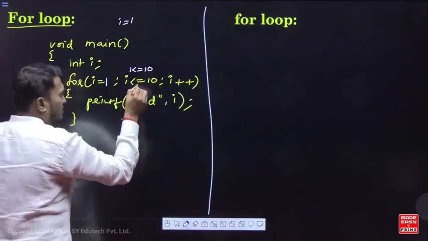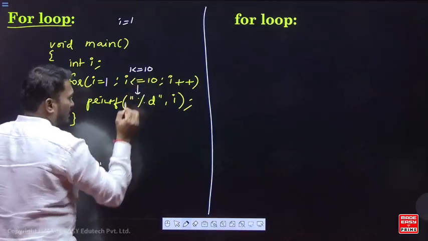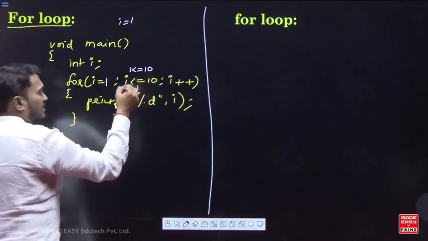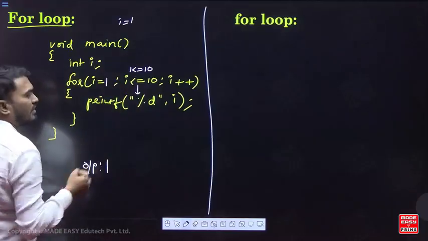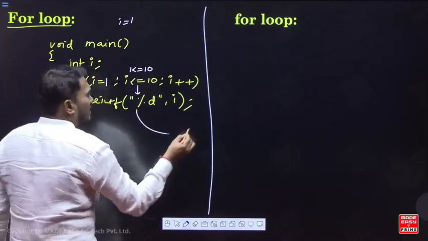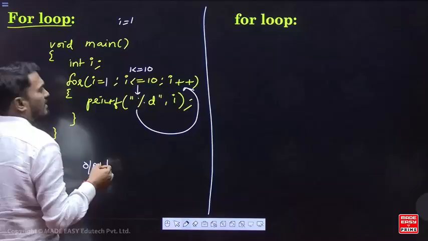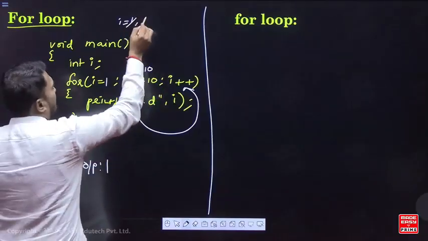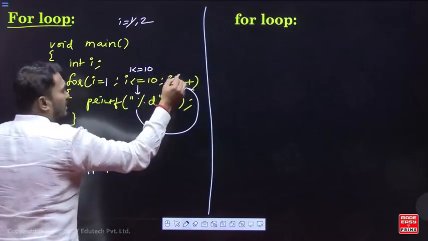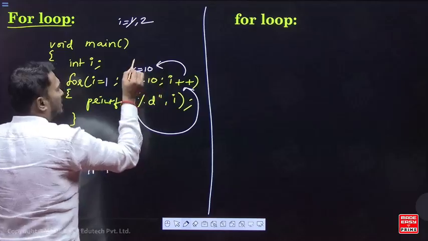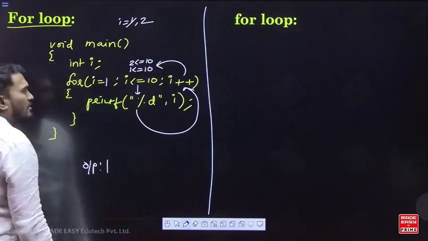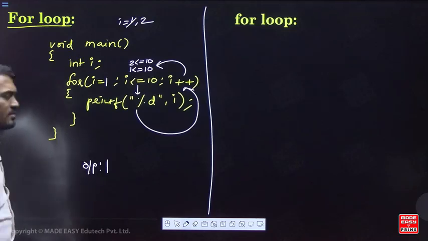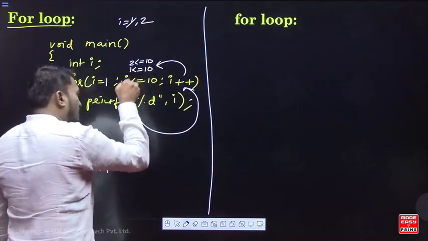True. If the condition is true, you go inside. Printf percent I. Tell me what is the I value? 1. So 1 will be printed. After that, next you will execute what? I plus plus. When you say I plus plus, I value becomes 2. And next, after incrementation, again you check the condition. So 2 less than or equal to 10. Now tell me, 2 less than or equal to 10, true or false? True. If the condition is true, you go inside.